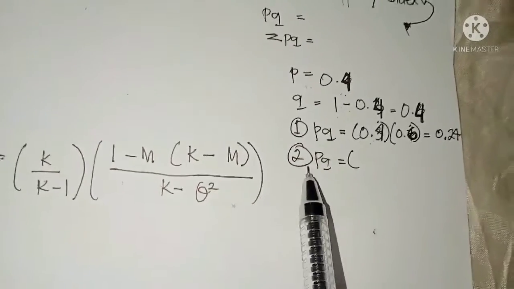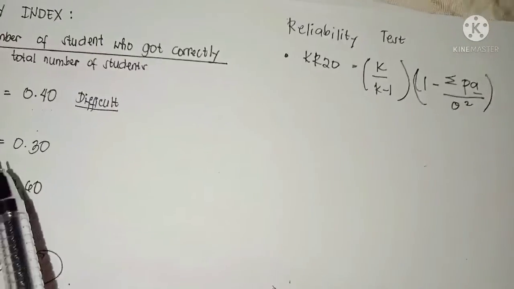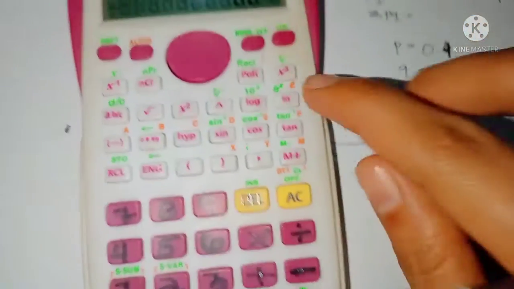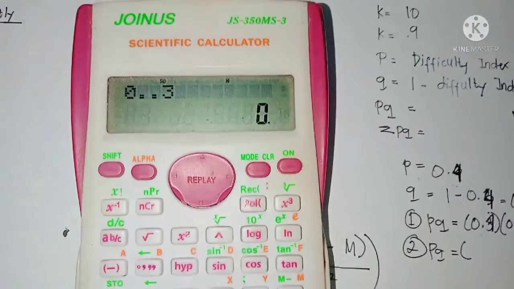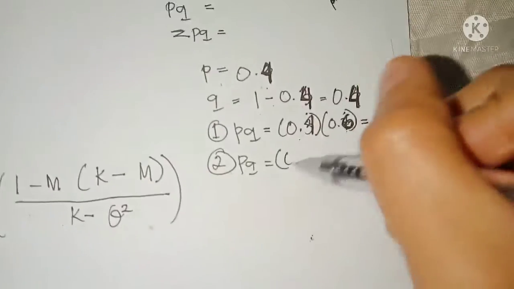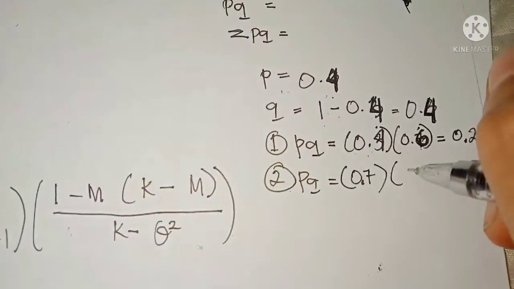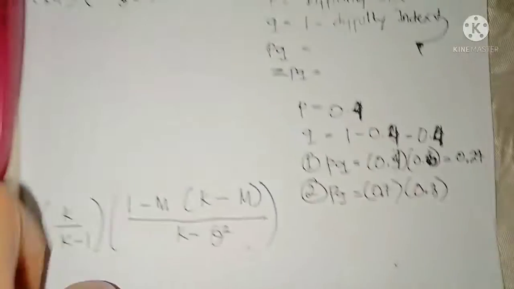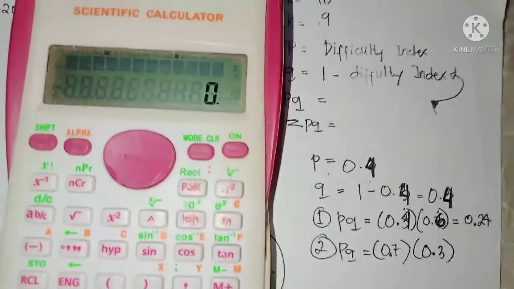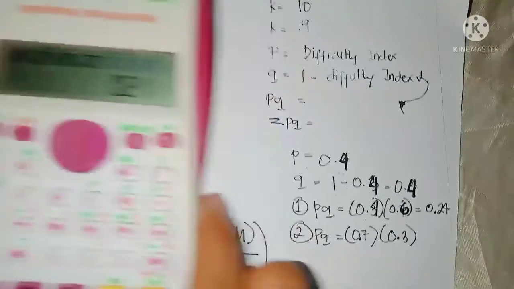So in our next item, we also base on item number 2 here in our difficulty index. We have here 0.3. 1 minus 0.3 is equals to 0.7, and we copy the 0.3 in our item number 2. And here we go again, we multiply 0.7 times 0.3, which is equals to 0.21.